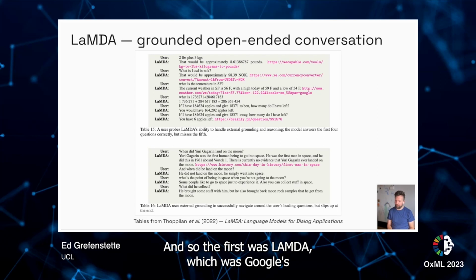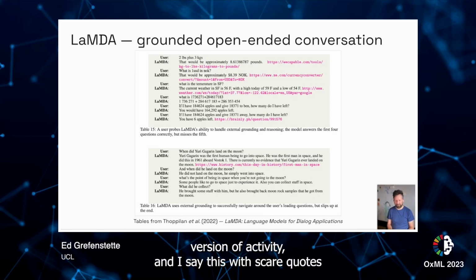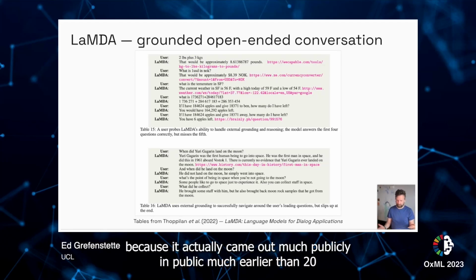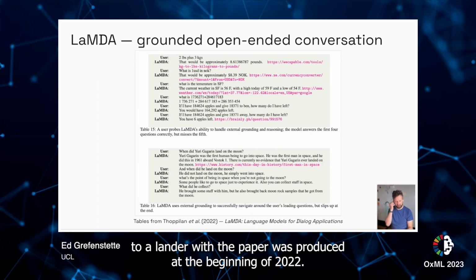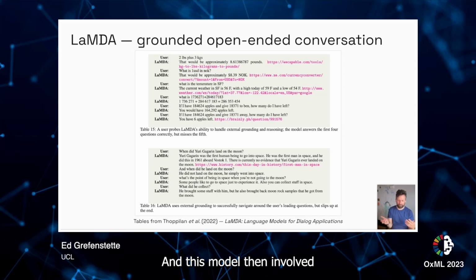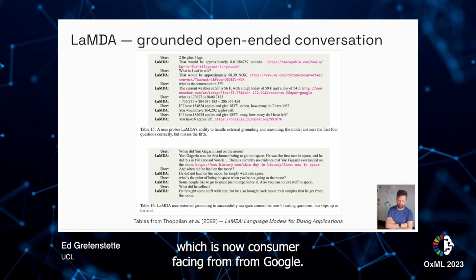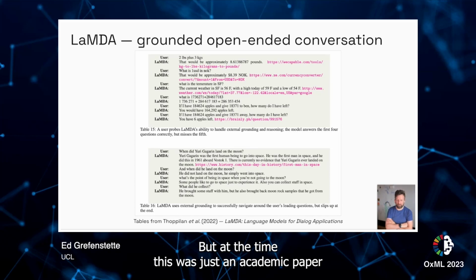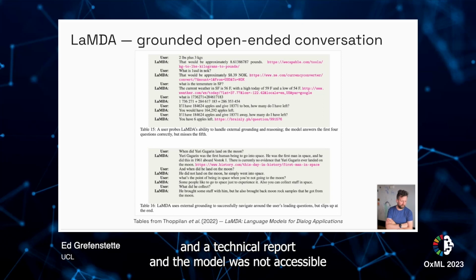So the first was LaMDA, which was Google's version of ChatGPT, and I say this with scare quotes because this actually came out publicly much earlier than ChatGPT. The LaMDA paper was produced at the beginning of 2022, and this model then evolved to yield a technology like Bard, which is now consumer facing from Google. But at the time, this was just an academic paper and a tech report, and the model was not accessible to people.